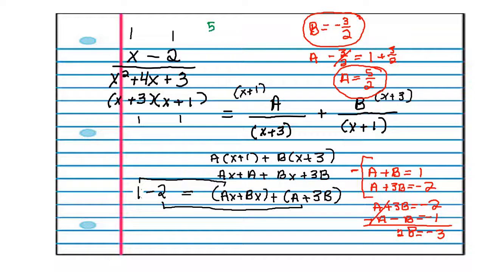That since a is 5 over 2, it's going to go over the x plus the 3. And minus the b, the 3 over 2, which is going to go over the x plus the 1.